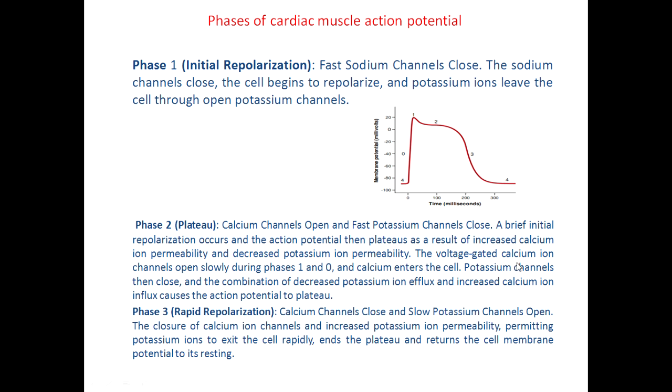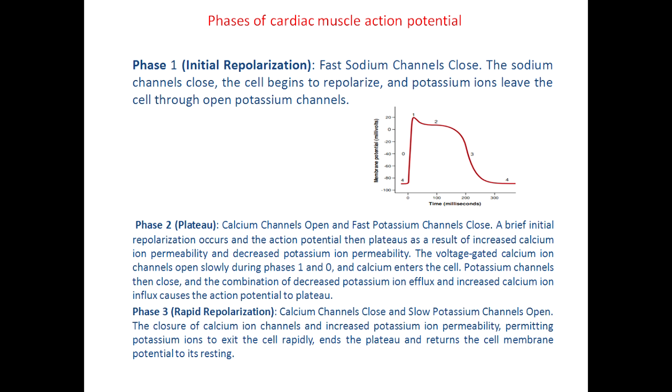The voltage gated calcium ion channels open slowly during phases 1 and 0 and calcium enters the cell. Potassium channels then close, and the combination of decreased potassium ion efflux and increased calcium ion influx causes the action potential to plateau. Is it clear? So the increase of calcium ions into the cell, called calcium influx, and the decrease of potassium ions leaving the cell lead to the plateau of the cardiac action potential.